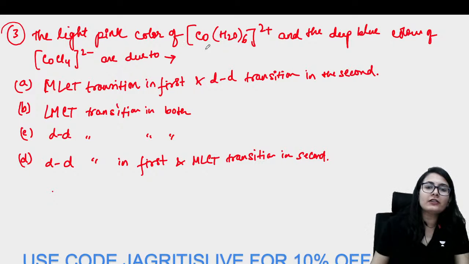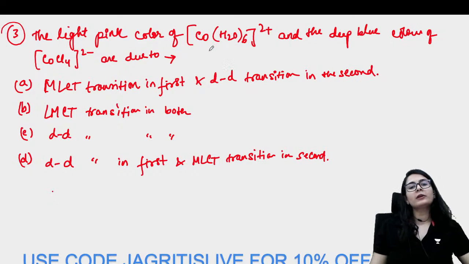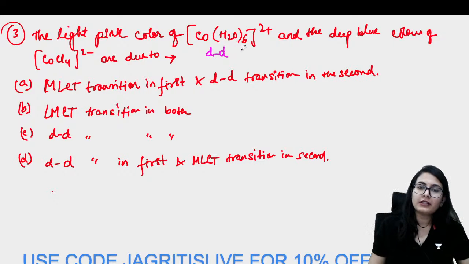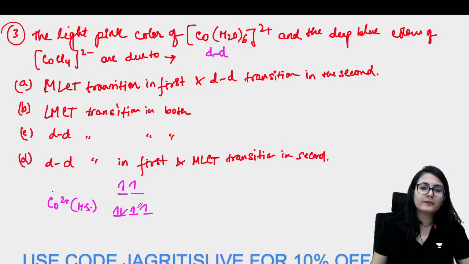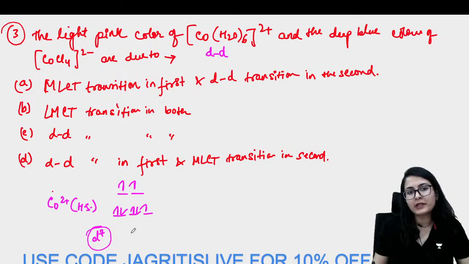The light pink color of this complex is going to be because of the d-d transition, which is Laporte forbidden. Okay, so cobalt 2 plus high spin. How is it going to be? It is going to be d7 high spin. Alright, so it is at least a spin allowed system. Laporte forbidden, spin allowed, d-d transition.